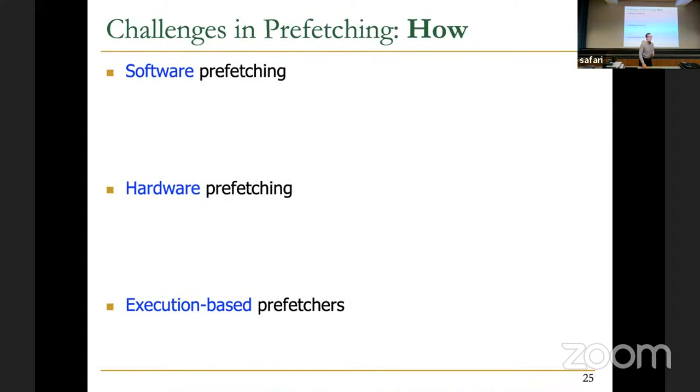Okay, we're done with the where, basically. Now you can see that the where actually encompasses a lot of things. And then there's how. The how is also very interesting because you have a lot of options here, right? Who does the prefetching? Software, hardware, software-hardware cooperation, which is not shown here, but then there's execution-based. So there's a lot of room for innovation here.